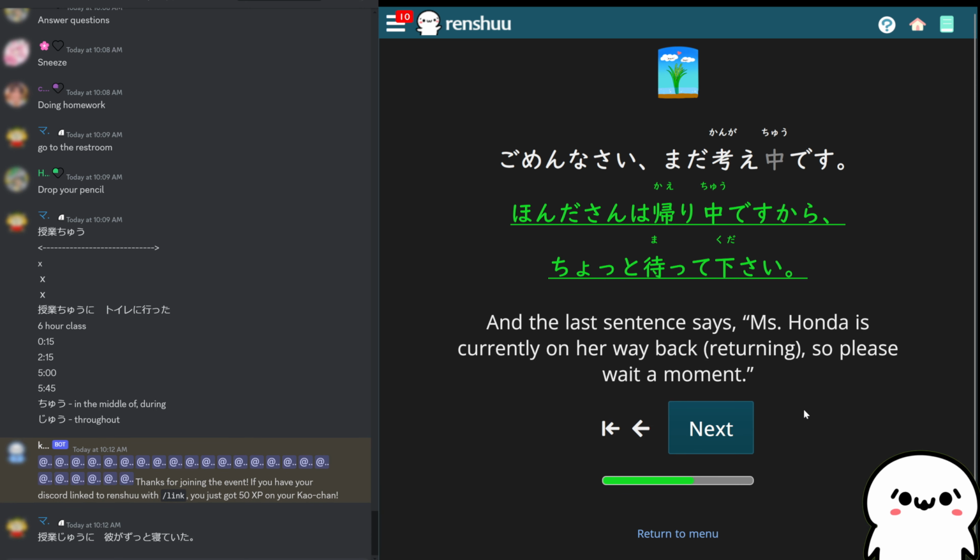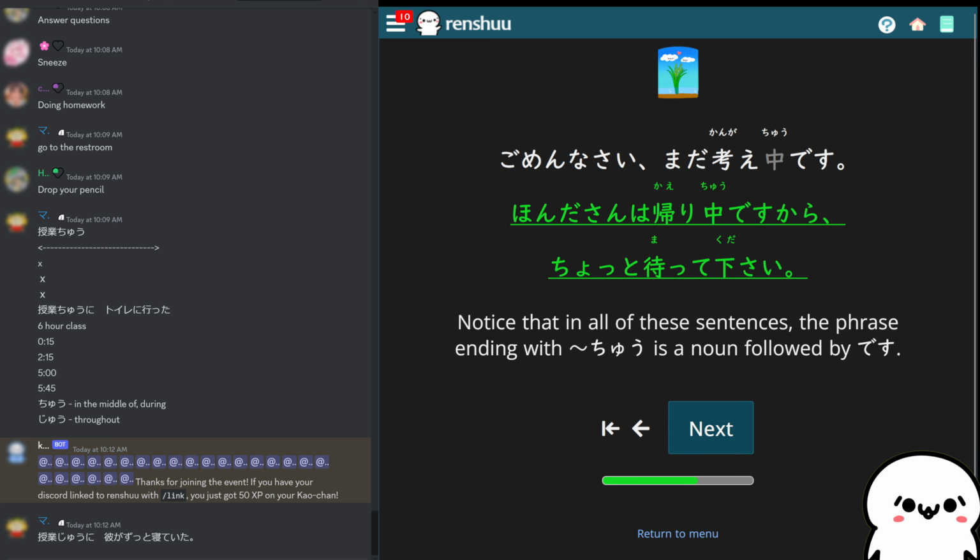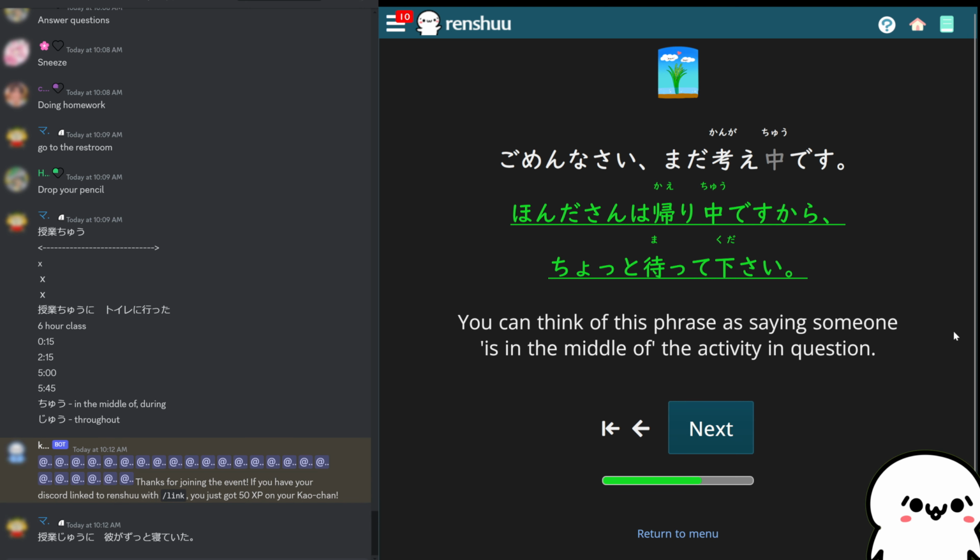Or this last one, this is more of a business situation. 本田さんは帰り中ですからちょっと待ってください. Honda-san, they're on their way back. Please wait. And as I noted before, these are nouns. They're nouns, or better described, they're nouns but they're descriptors. They're describing the situation. Someone is in the middle of doing these things.